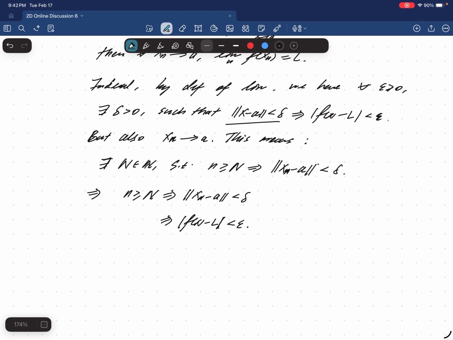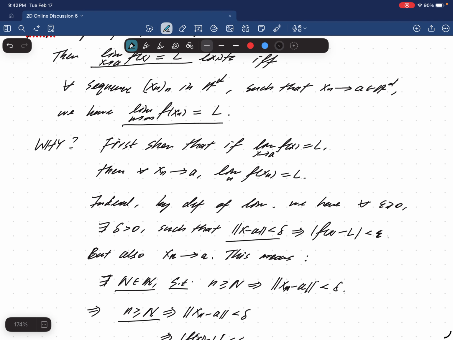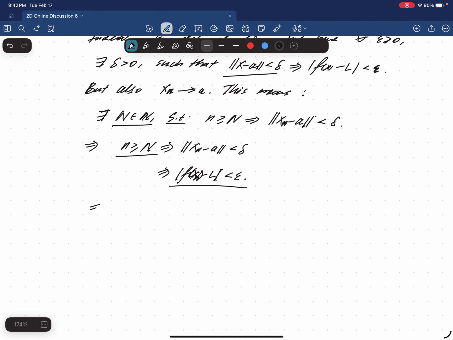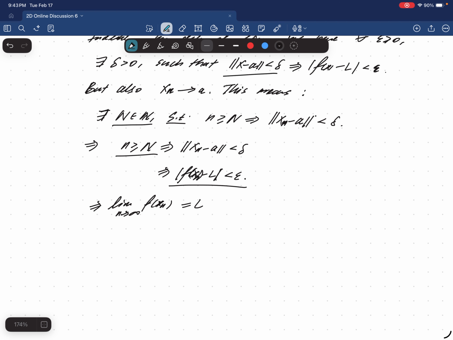So it means I can find a large N such that if small n is larger than large N, my f(xn) is close to L within epsilon, which is exactly what we want. So this is exactly the definition: the limit as n goes to infinity of f(xn) is equal to L. Great. So we have this direction done.